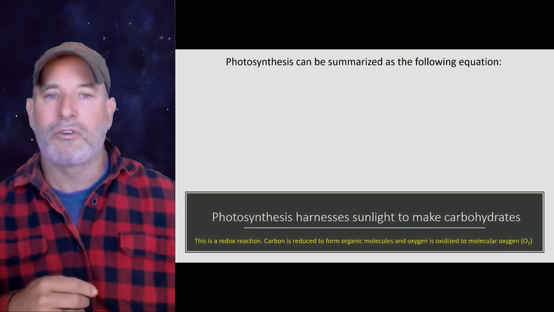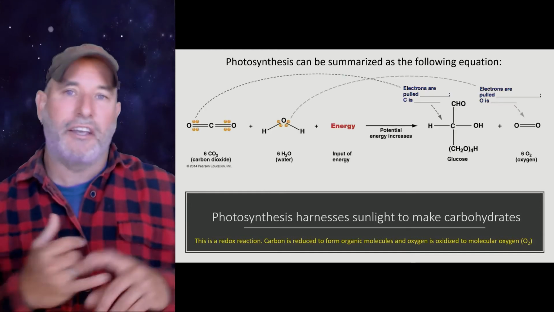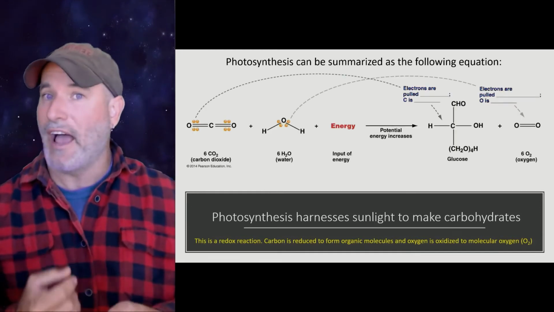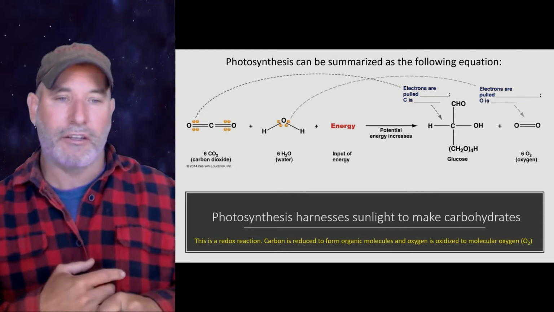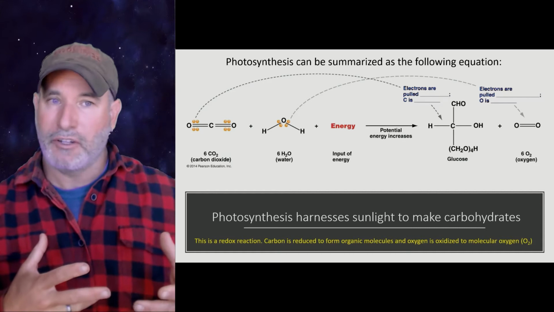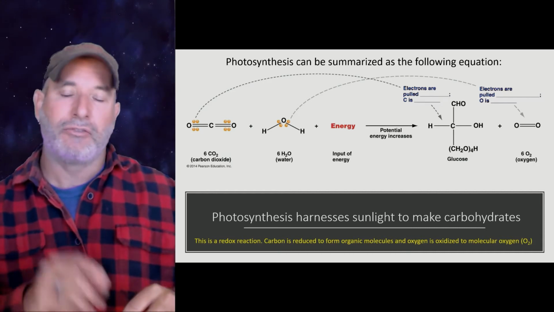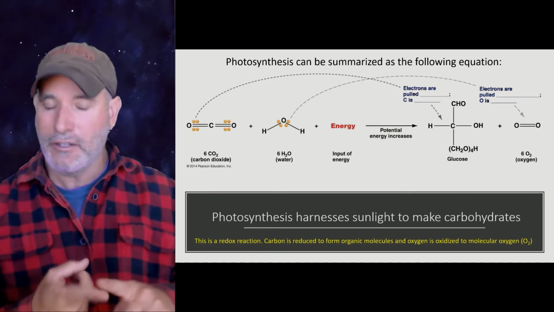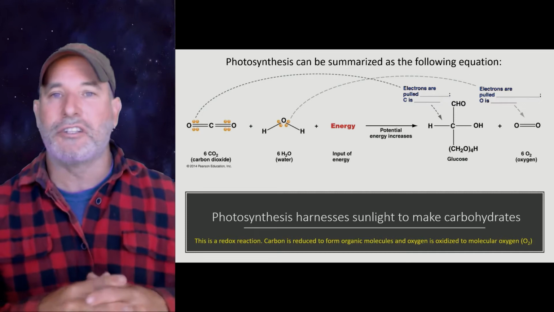So the overall chemical reaction for photosynthesis is summarized like this. We take 6 carbon dioxides. That means we have 6 carbon atoms, right? We also take 6 water molecules, and we use that input of energy from the sunlight, and we're going to fix carbon into organic forms by adding hydrogen to it and by adding electrons. And then, of course, we're going to release oxygen as a byproduct.